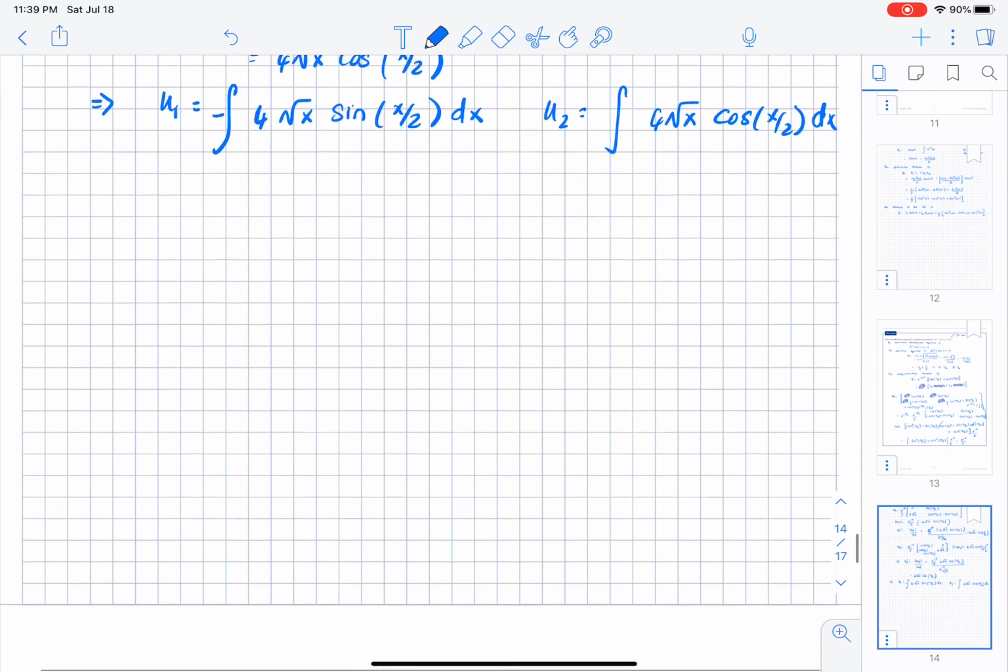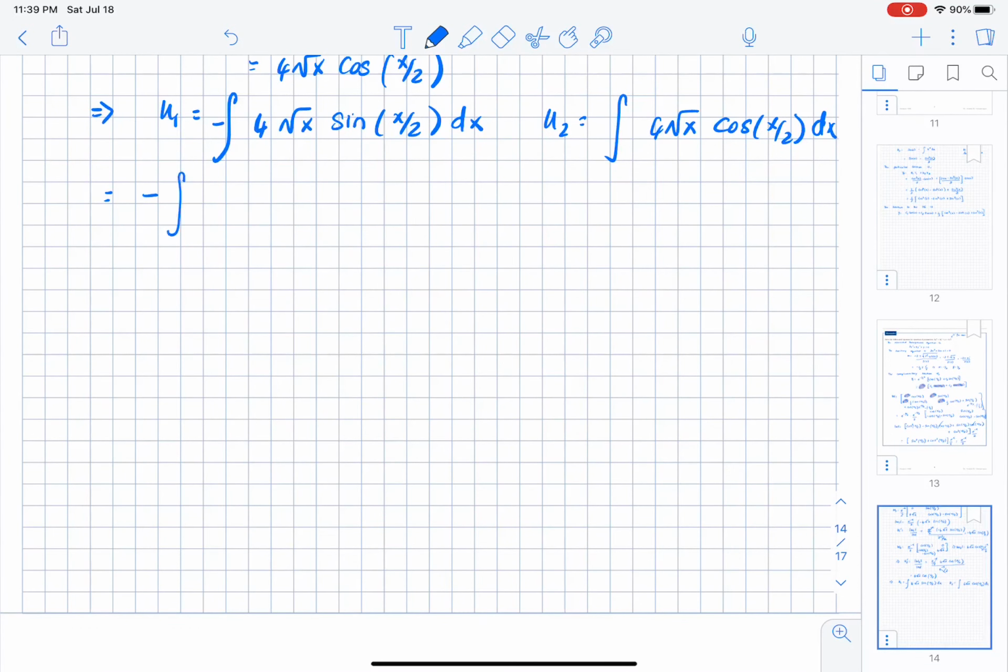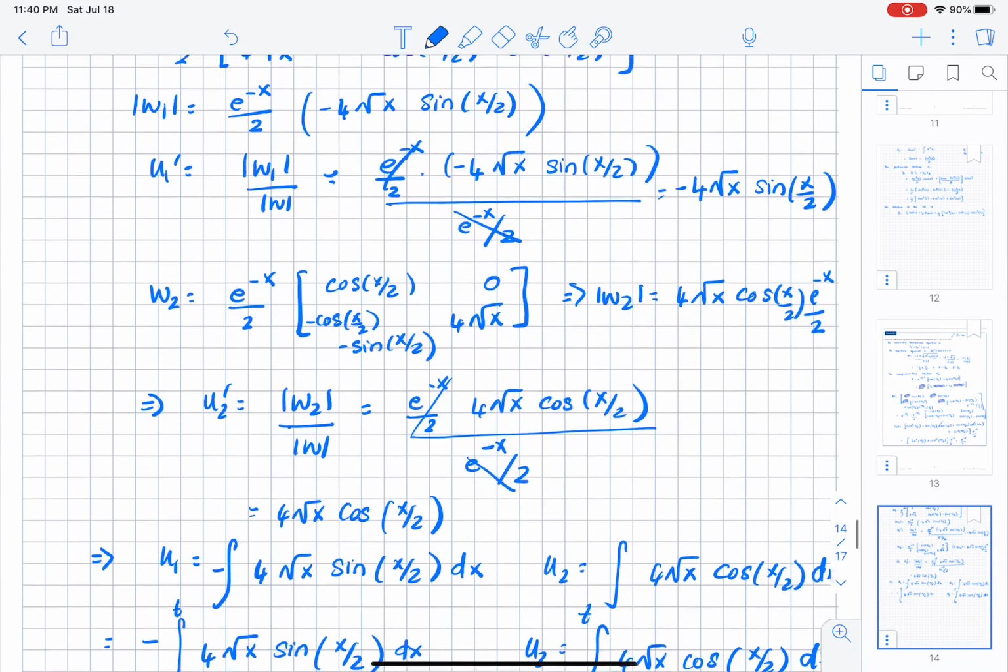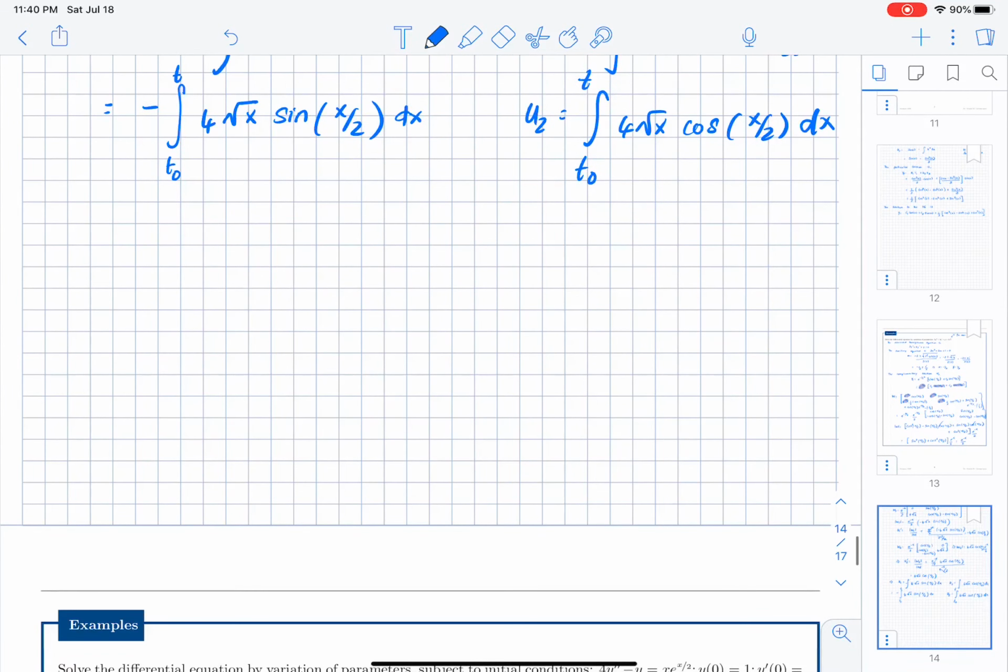Unfortunately, this particular integral cannot be computed or reduced mathematically, so I'm going to replace x by t, or simply call it t0 to t, 4 root x sine x over 2 dx. U2 is t0 to t, 4 root x cosine x over 2 dx. I'm simply using the fundamental theorem of calculus.